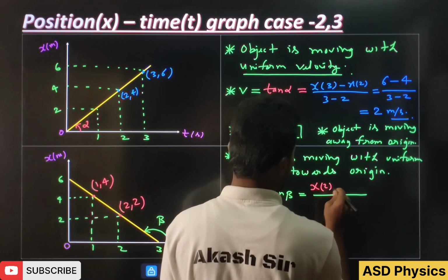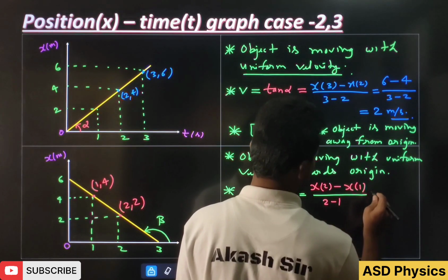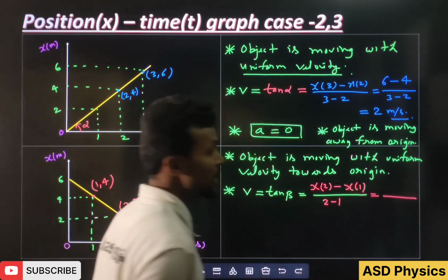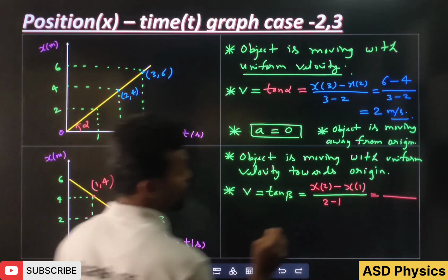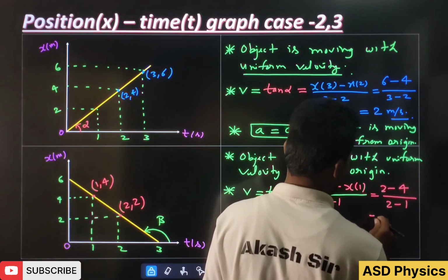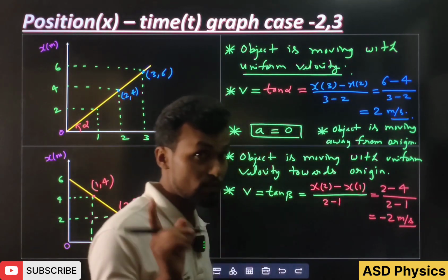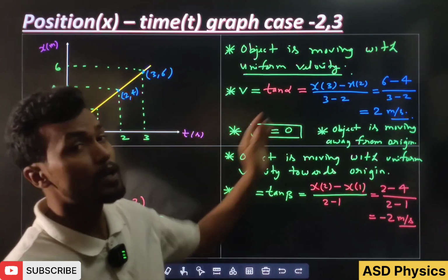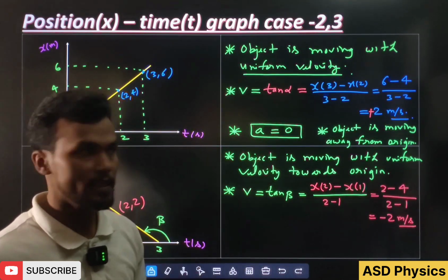So if I write the velocity, it is x2 minus x1 by t2 minus t1. The value of x2 is 2, x1 is 4. So we write 2 minus 4 by 2 minus 1. What is coming here? Minus 2 meter per second. That's why minus is coming. Away from the origin, positive; towards the origin, negative.